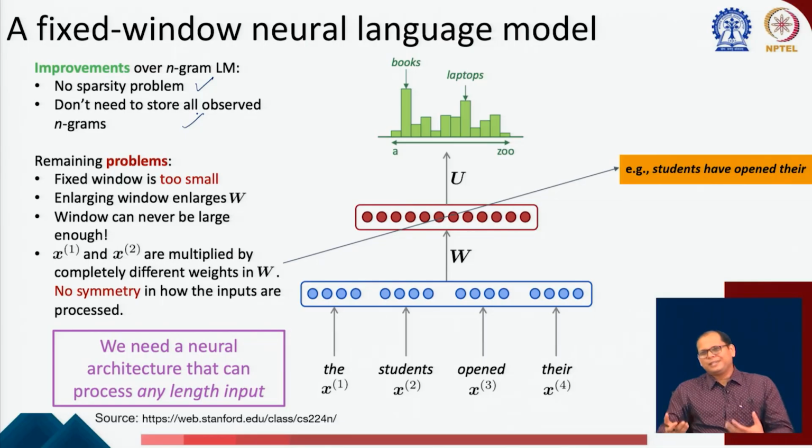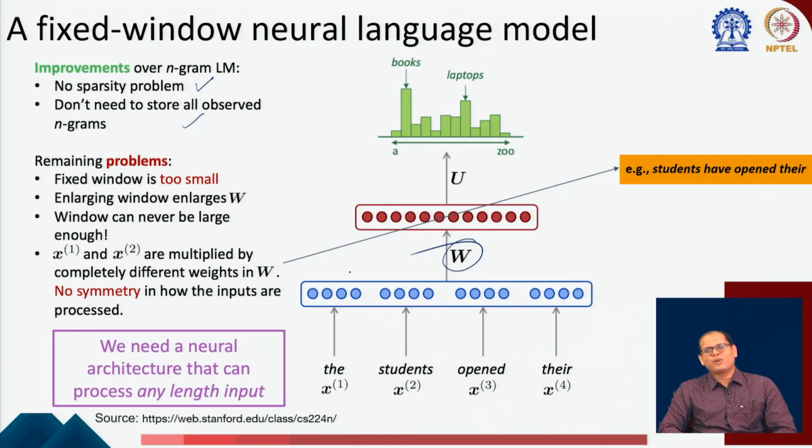Now, what are the issues with this model? Why would we have to go for something better like recurrent neural networks? First of all, we are still talking about a fixed window. So we are saying 4 words before, right? Of course, you can enlarge the window length, but then your matrix W will also become larger. As you keep on enlarging the window size, it will become larger and larger, right?